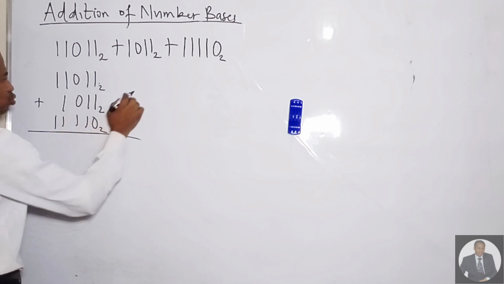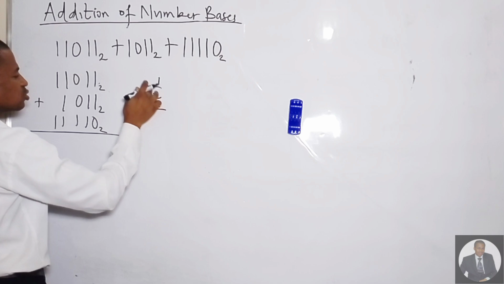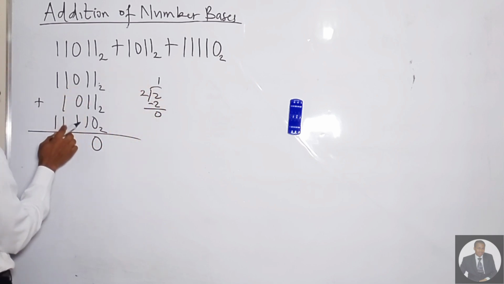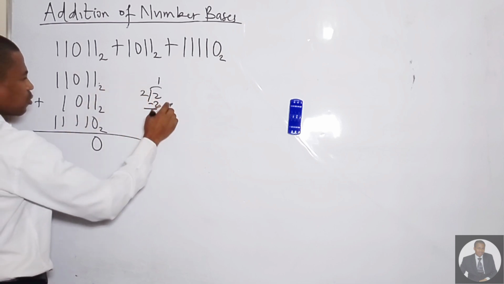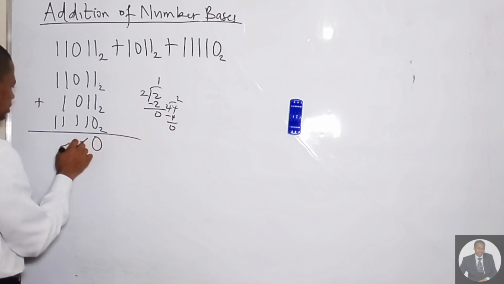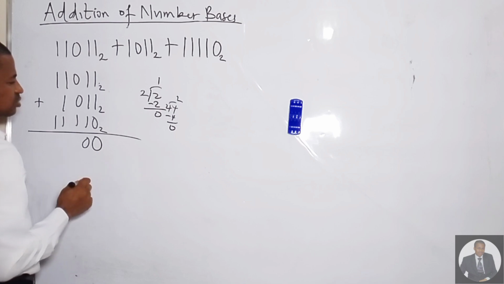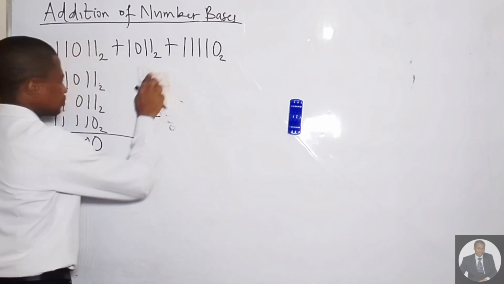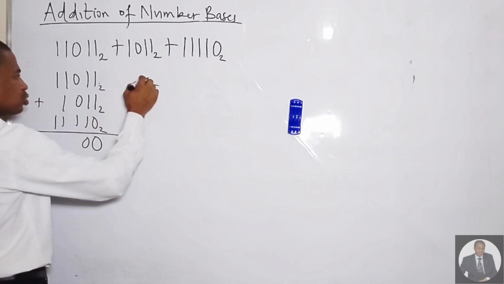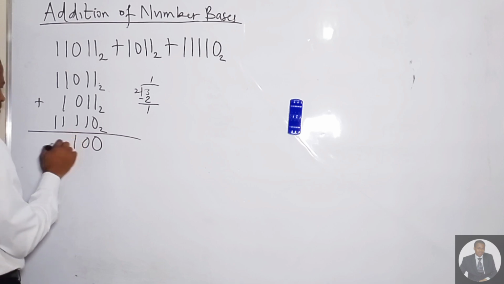2 plus 1 plus 1, 2. Since it's under base 2, we cannot write 2. So we say how many 2 is in 2? 1. What remains, 0, is what we write. 1 plus 1, 2. 2 plus 1, 3. Plus this one, 4. How many 2 is in 4? 2. What remains? 0. So write the 0. We carry the 2. So we say 1 plus these 2 that remain from 4. That's 3. We cannot write 3 because it's in base 2. So how many 2 is in 3? 1. What remains? 1. So that 1 we will write.